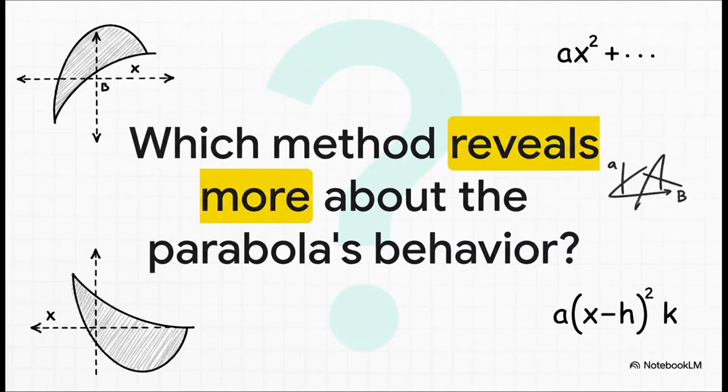So we'll leave you with this to chew on. We've seen two ways to find the vertex: calculating it from standard form or just reading it from vertex form. Which one do you think tells you more about how the parabola shifts and stretches? And why might you prefer one method over the other?